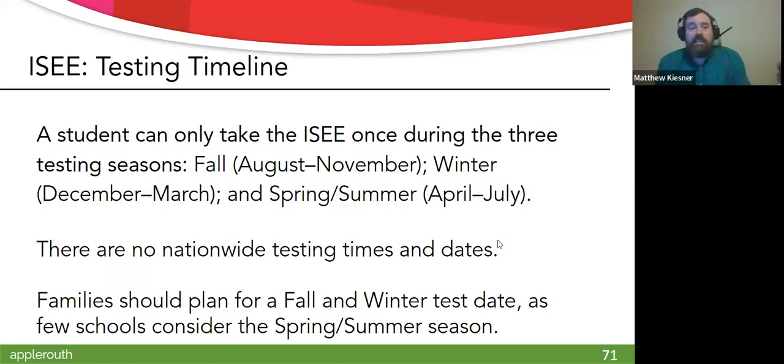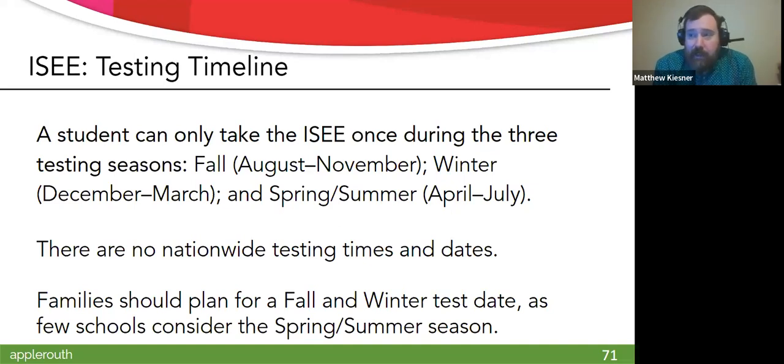All right, so the testing timeline on ISEE is important because there is only limited time to take this. There are 3 testing windows. There's the fall, which goes from August to November, and then winter, which is December to March, and then spring and summer, which is April to July. So a student can take the test only once per testing window.